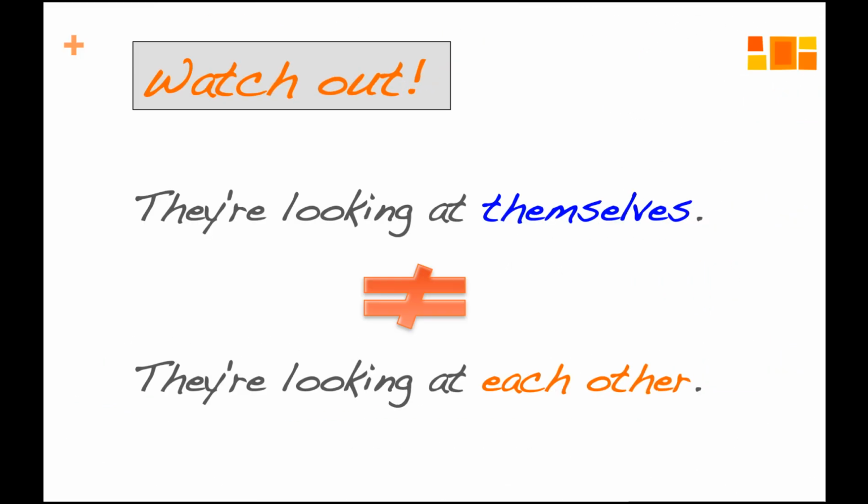Which does not mean that you don't have to be careful, because the difference between each other and themselves is very clear. So you want to watch out for this. Let's have a look at those two sentences. They're looking at themselves and they're looking at each other. What's the difference? When you say they're looking at each other, they're standing face to face. One person is looking at the other person and the other person is looking at the one person. When you say they're looking at themselves, this means they're basically two people standing in front of a mirror. She is looking at herself and he is looking at himself.